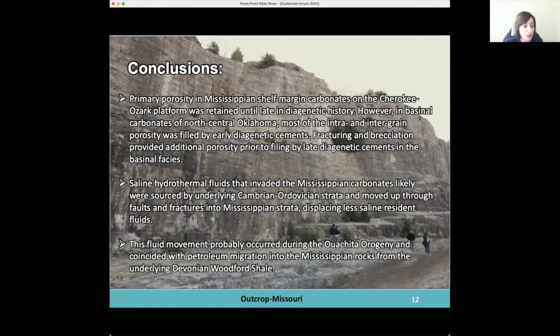The saline hydrothermal fluids that invaded Mississippian carbonates are sourced by underlying Cambrian-Ordovician strata and move up along faults and fractures, displacing the less saline resident fluid. This fluid movement probably occurred during the Ouachita orogeny and coincided with petroleum migration into Mississippian rocks from the underlying Devonian Woodford Shale.